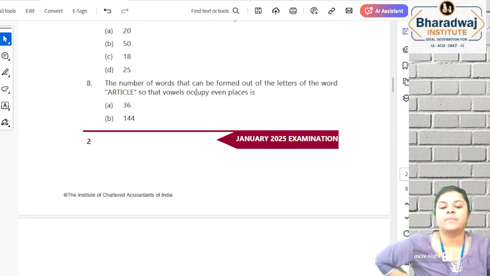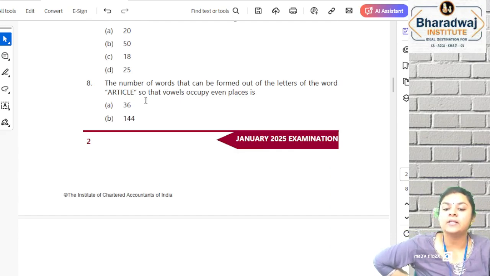Eighth question. The number of words that can be formed out of the letters of the word ARTICLE so that vowels occupy even places. A, I and E have to occupy even places.